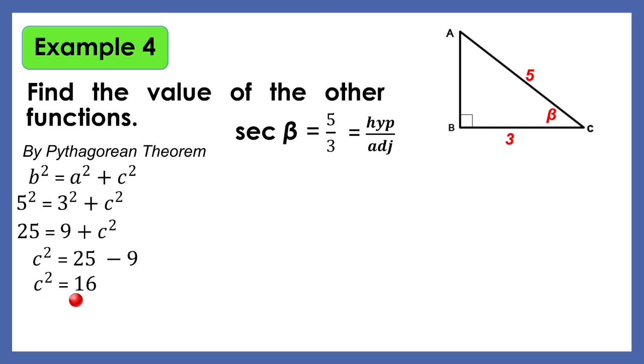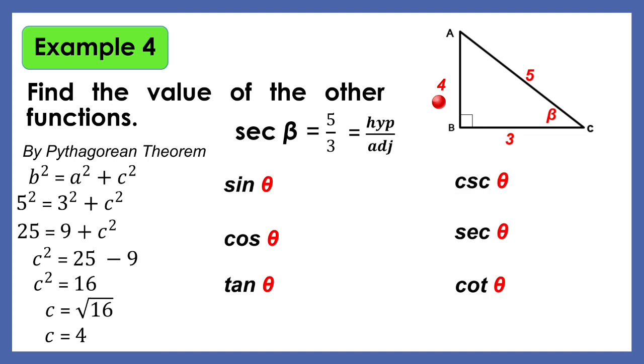So, we have C squared equals 16. Square root natin both sides. So, square root of C squared is C. Then, square root of 16. 16 is a perfect square. Ang square root ng 16 is 4. So, C equals 4. Therefore, ang value or measure ng ating side C is equal to 4. Kompleto na ang ating mga sides. Ngayon, pwede na nating makuha yung 5 other functions.